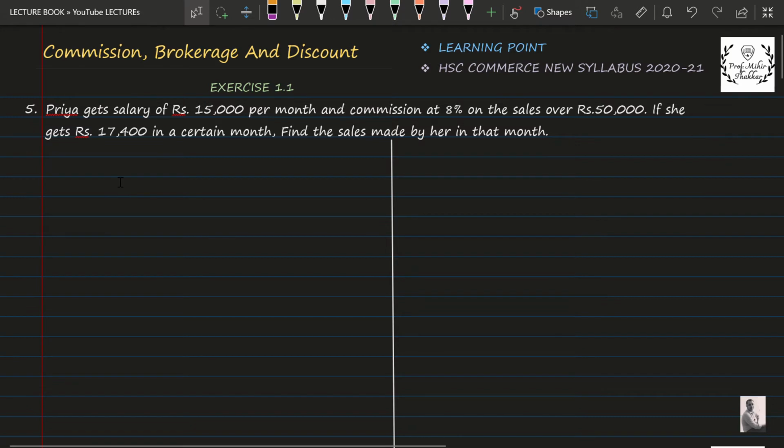So sum number 5 says Priya gets a salary of rupees 15,000 per month and a commission at the rate of 8% on the sales over 50,000 rupees. So it means that when we say sales over 50,000, up till 50,000, there is no commission given. If she gets 17,400 in a certain month, the sales made by her in the month are to be found out.